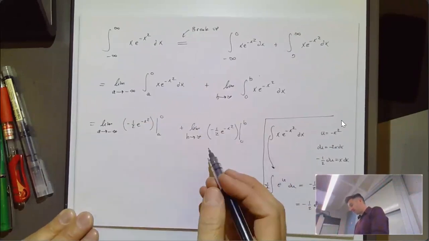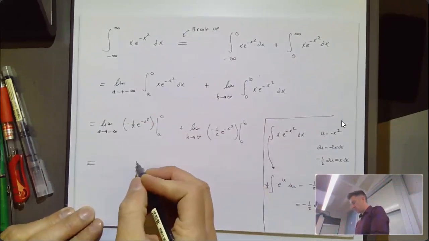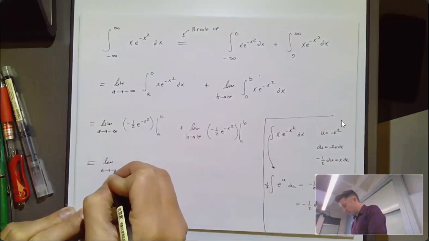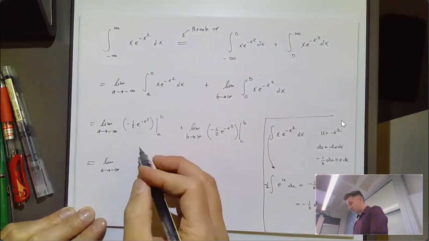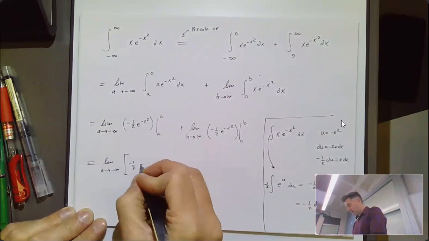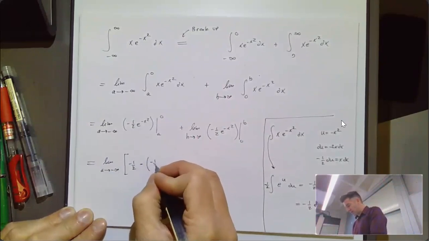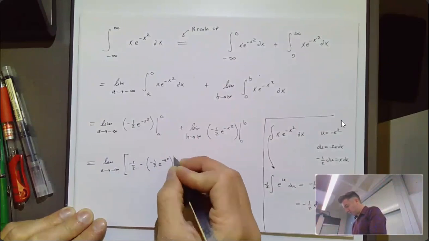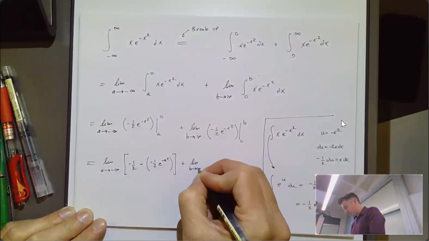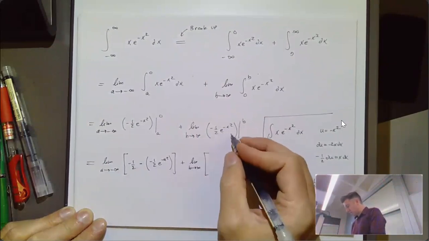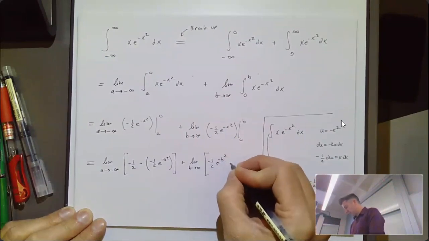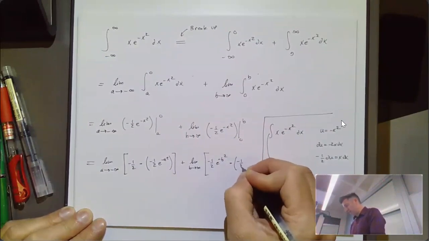So let's see here. This is going to equal, so if I plug in 0, I'm going to get the limit as a goes to negative infinity of -1/2 times e to the 0, which is just -1/2, minus, if I plug in a, -1/2 e to the negative a squared. And then same deal over here. The limit as b goes to infinity: if I plug in b, I get -1/2 e to the negative b squared, minus, if I plug in 0, -1/2 times e to the 0, which is 1.